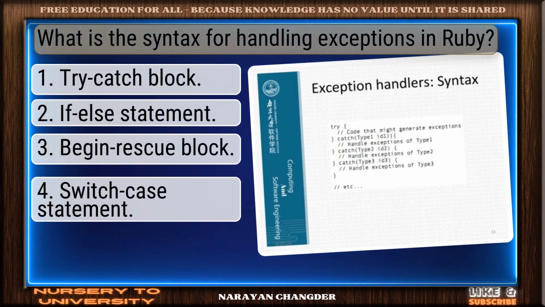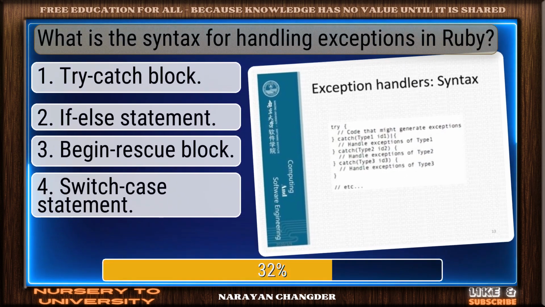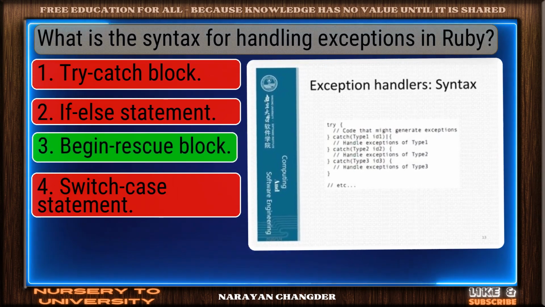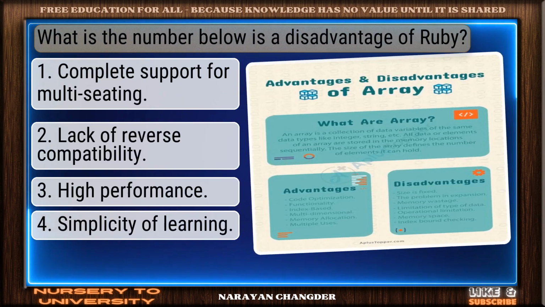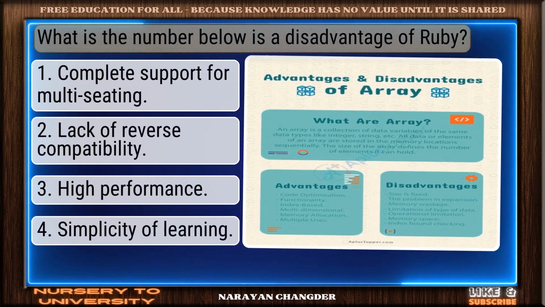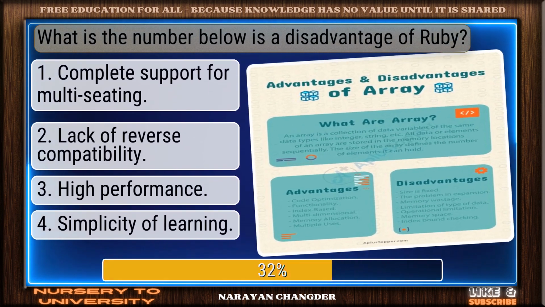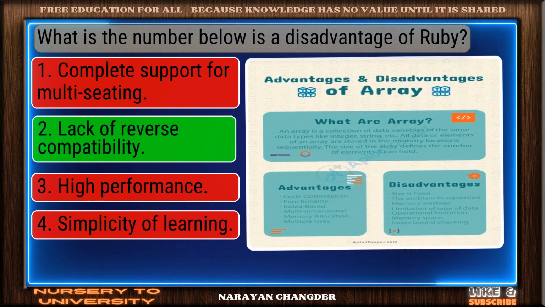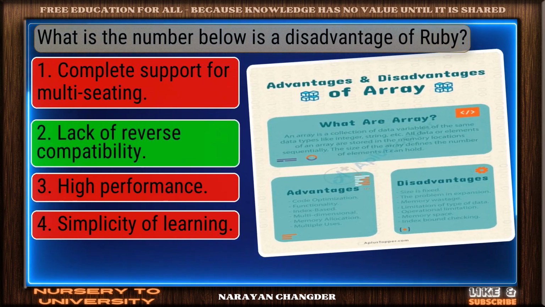Question number 13. What is the syntax for handling exceptions in Ruby? Nicely done. Begin rescue block is a solid answer. Question number 14. Which of the following is a disadvantage of Ruby? Sharp thinking. Lack of reverse compatibility is the right choice.